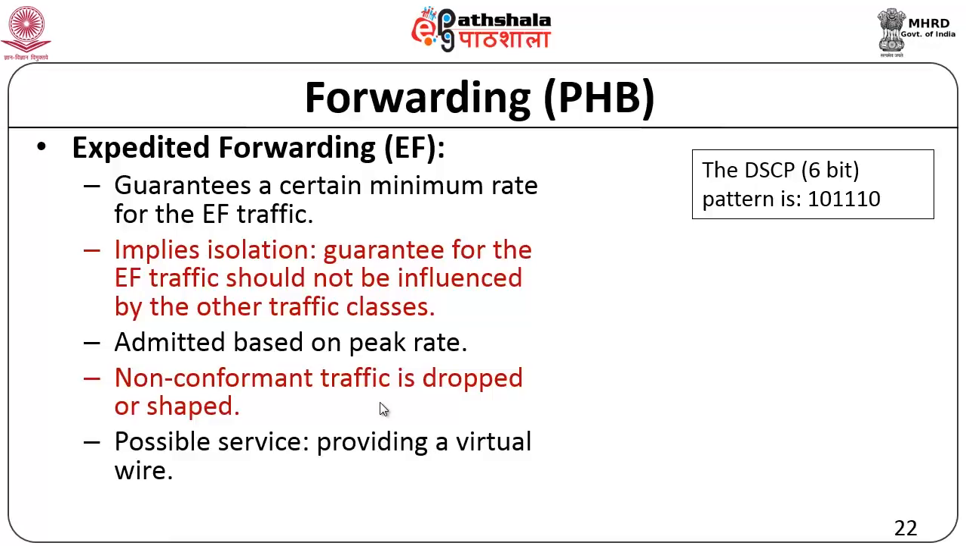A possible example service that could use EF would be providing something like a virtual wire. It is not a physical wire, but a virtual wire from end to end. The DSCP pattern that is used for this is 101110. This is the code point that is used for this.